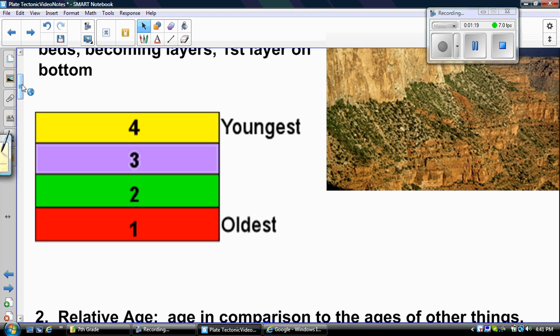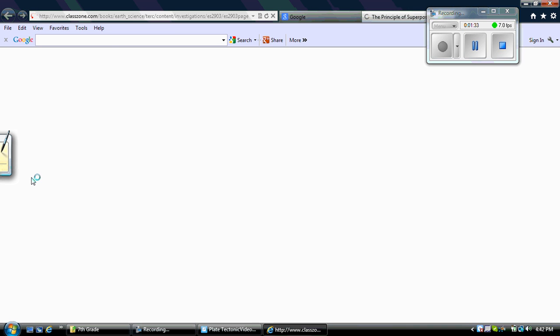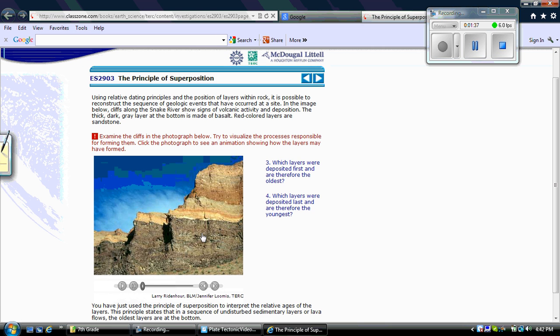The picture to the right shows you how you've got different layers of rocks. You can tell the different layers by the different colors. Okay, these oldest layers are the ones at the bottom. The youngest ones were put down on the top. Okay, so this is a very similar picture. You can see the different colors of rocks and the different layers.